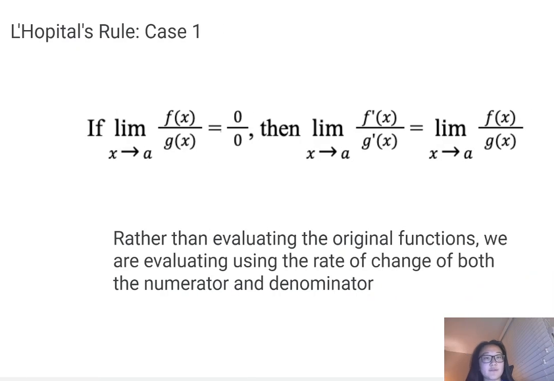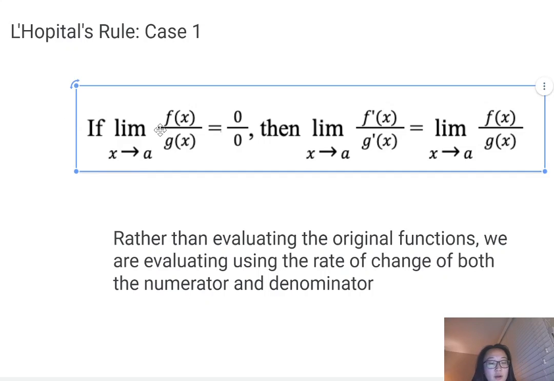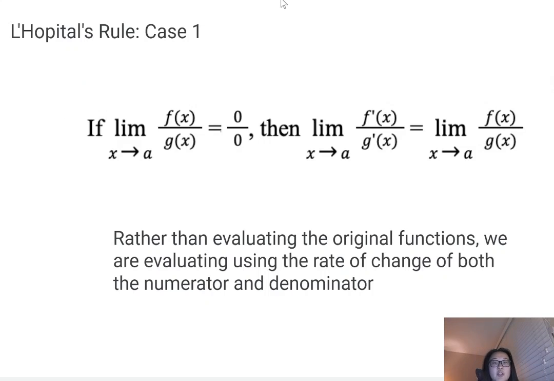So the first case of L'Hopital's rule states that if the limit as x approaches a of f of x over g of x equals 0 over 0, then the limit as x approaches a of f prime of x over g prime of x equals the limit as x approaches a of the original problem. What this really means is if we took the limit of the original problem and it gave us an indeterminate form like 0 over 0, then we take the derivative of the numerator and denominator in order to evaluate the original function.